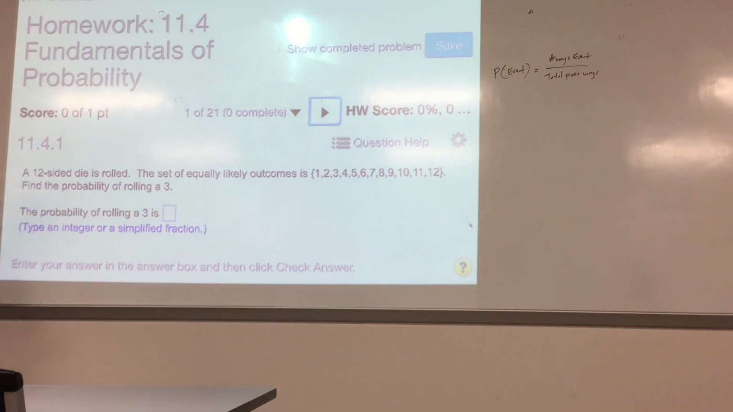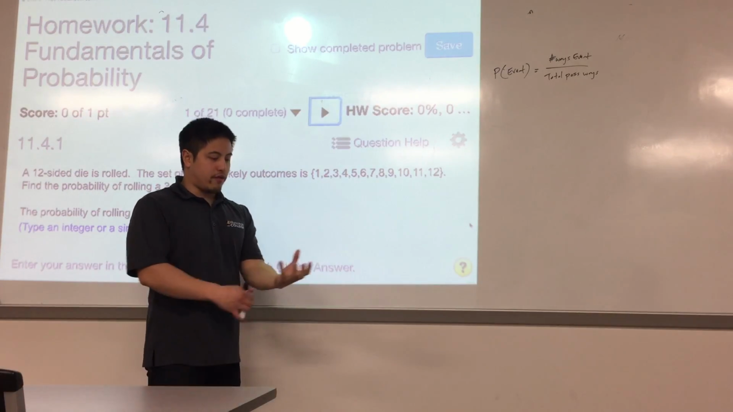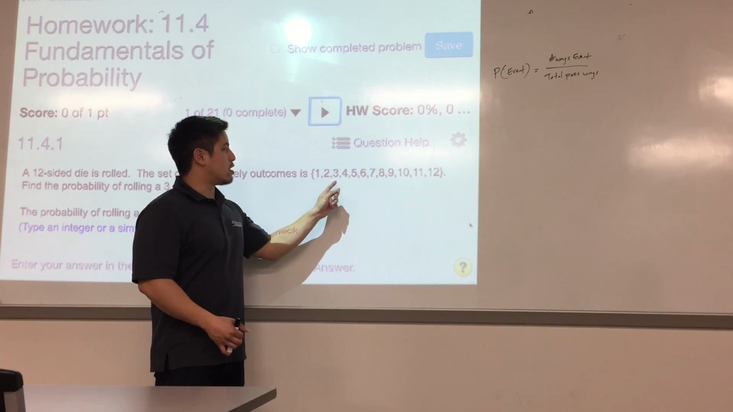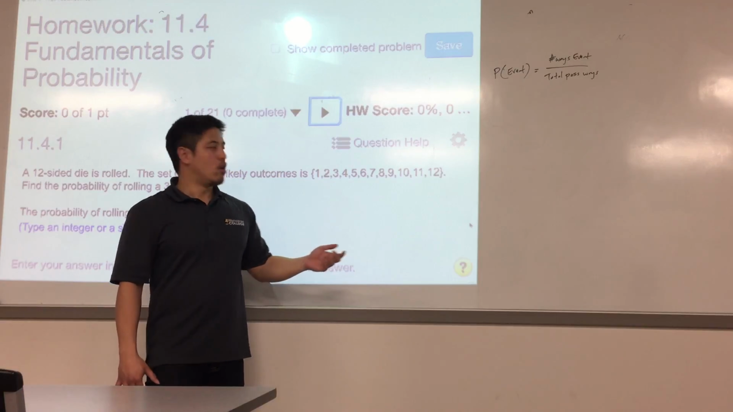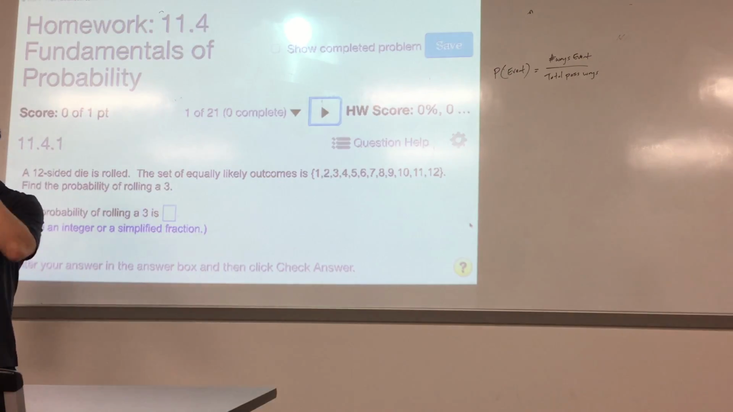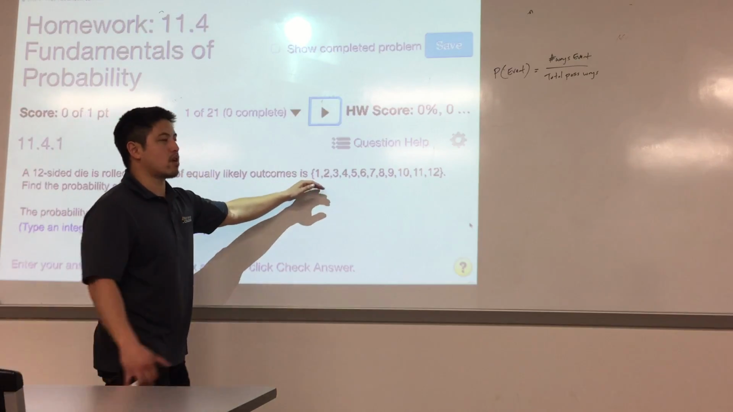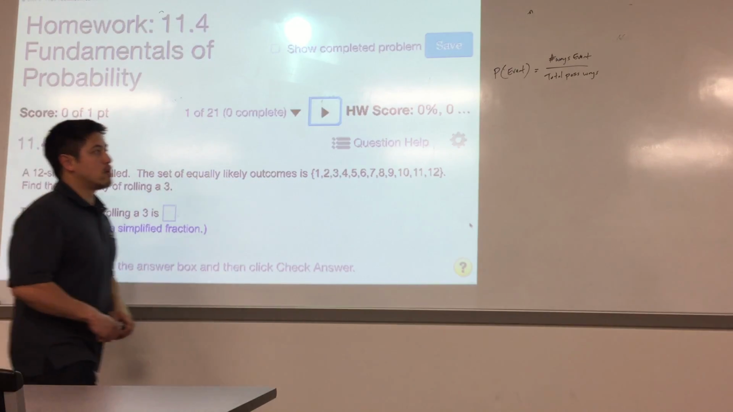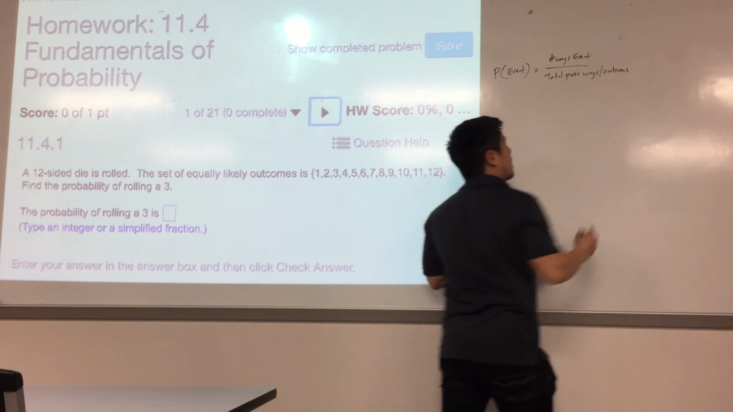So let's take a look at this one. A 12-sided die is rolled. The set of equally likely outcomes is obviously that, right? They say this, though, because what if this 12-sided die has 3 sides with all 5s? That's going to change your probabilities, right? Or 6 of the sides are a 1. But in this case, there's a 1 through 12. Each side has its unique number. Okay, it's important for them to list all the possible outcomes. Possible ways, possible outcomes. Does that make sense, guys?